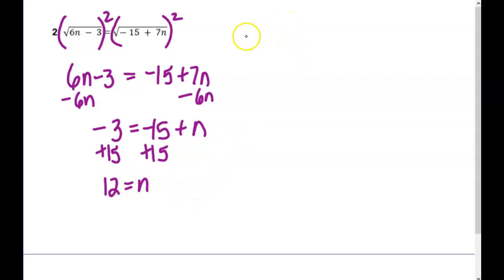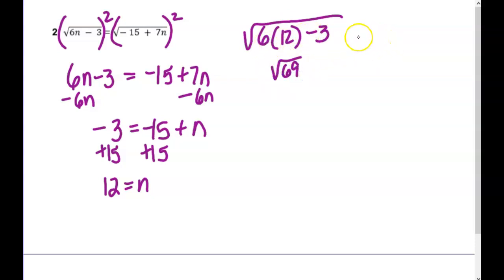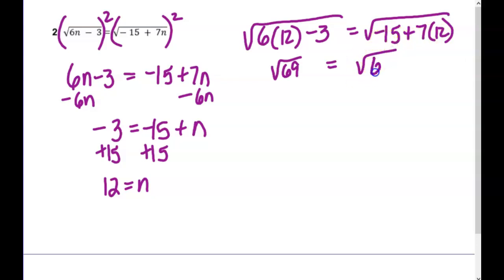Okay. Let's check if this works. 6 times 12, I might need you guys calculating. I think that 72 minus 3 would be square root of 69. Is anybody checking? Don't type the square root in, just check 6 times 12 minus 3. Did I do that right? And over here, I have negative 15 plus 7 times 12. Let's see. I think that's 84. Minus 15 would be 69. I think they're both square root of 69. Did anybody get them typed in? I think it checks.